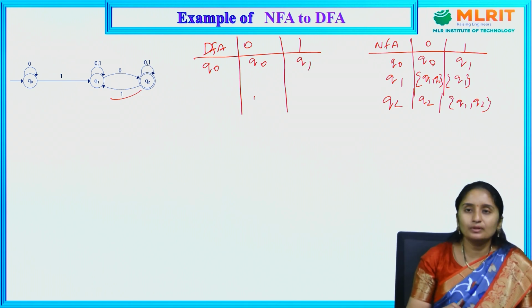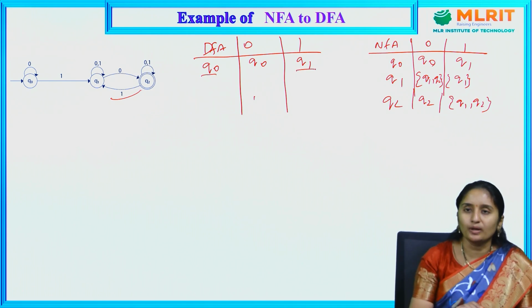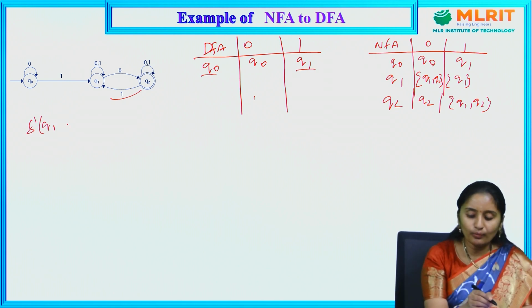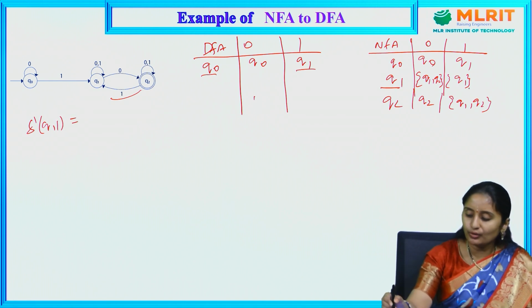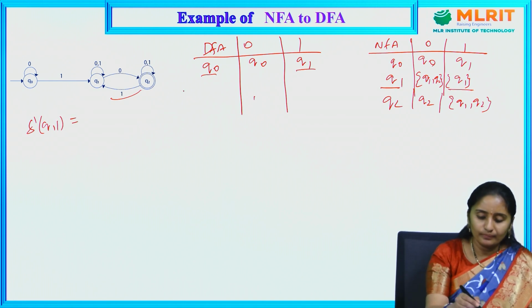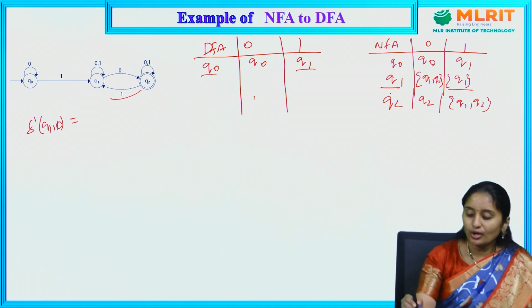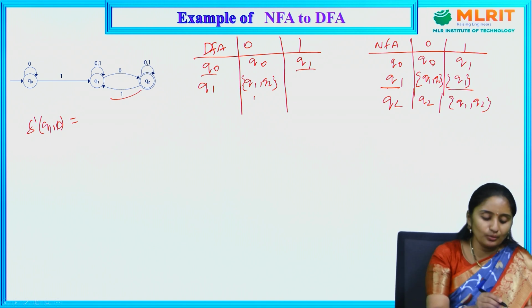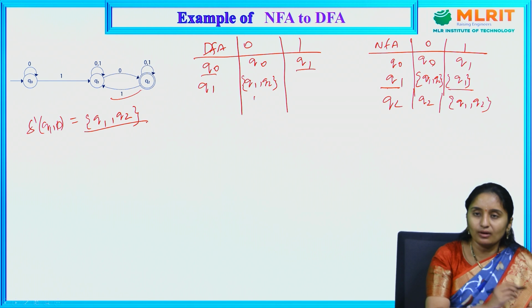So what are the new states which arrived here? Q0 is matching. The new state is Q1. So let me find out delta dash of Q1 comma 0. Q1 comma 0, what am I having? Q1, Q2. So Q1, Q2 are the states it generated on input 0.